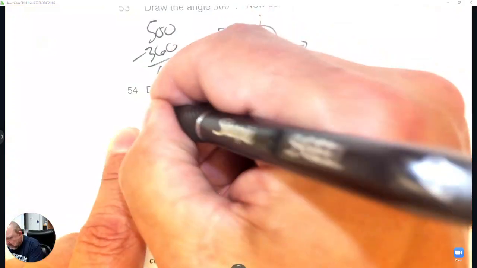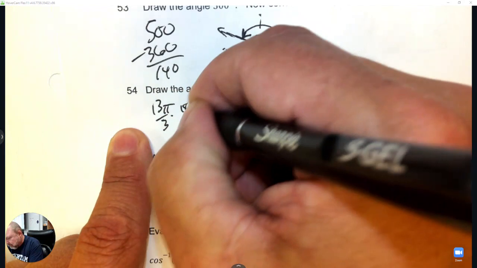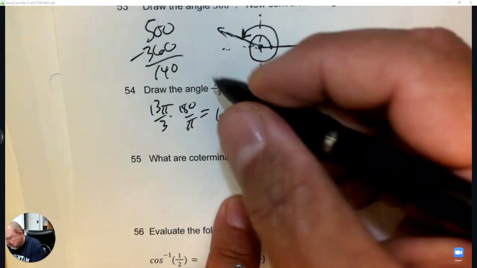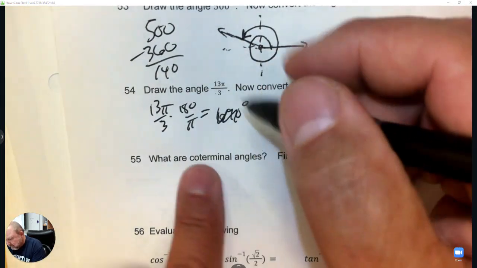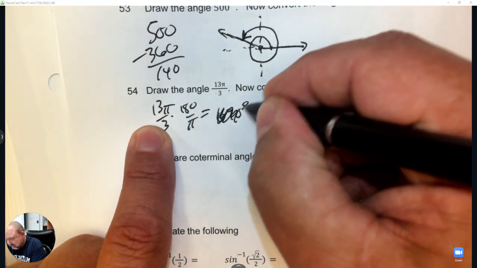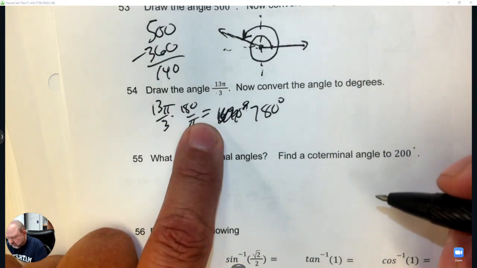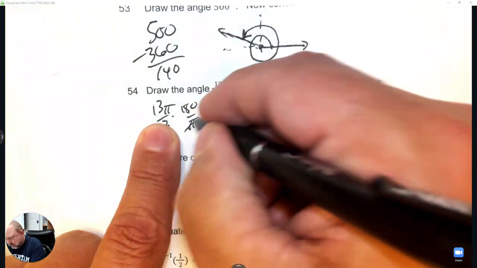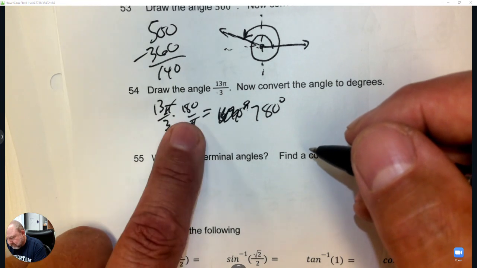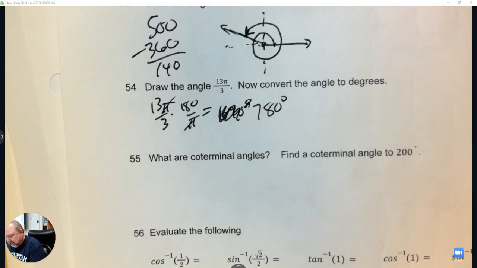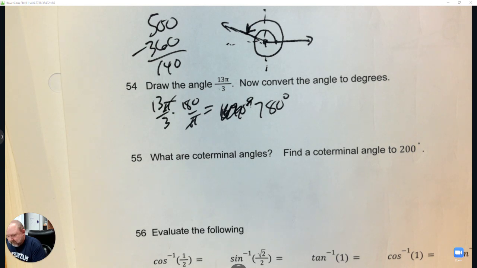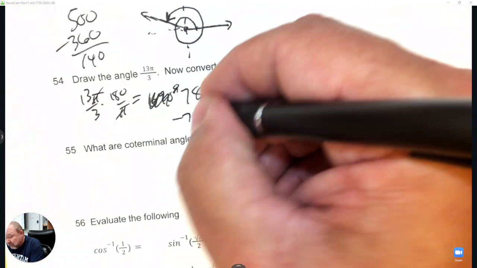13 pi over 3, you might want to convert it first. That's times 180 over pi. So that's 60, 600, and 180. That's 780. I think that's right. Pi's crossed out. 780. Hey, that's 2 rotations.